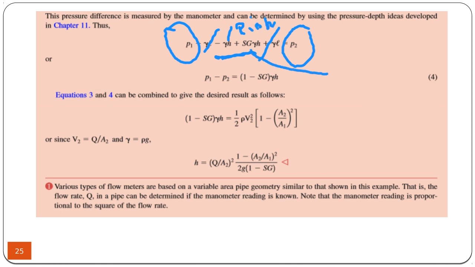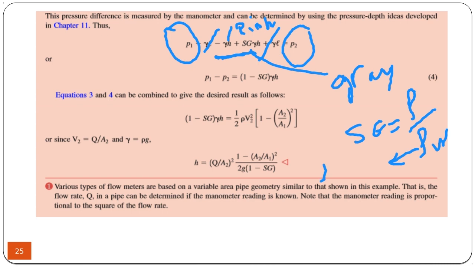So it means that the pressure difference between 1 and 2 is 1 minus Sg. Sg, remember that, is rho of the fluid divided by rho water. And most of the time we take the rho water to be 1000 kilograms per cubic meter. So this is called specific gravity. So 1 minus specific gravity times gamma H is the pressure difference between the points P1 and P2.